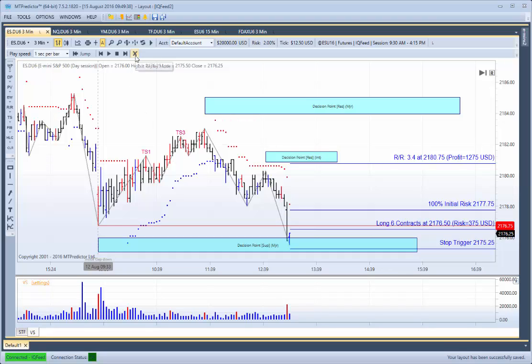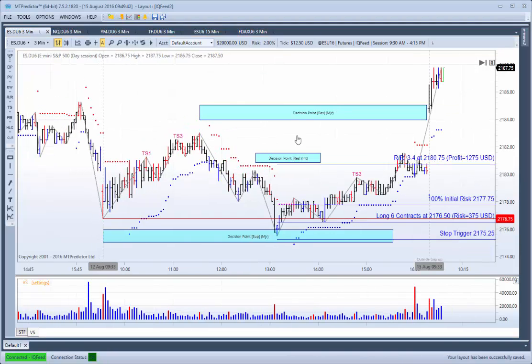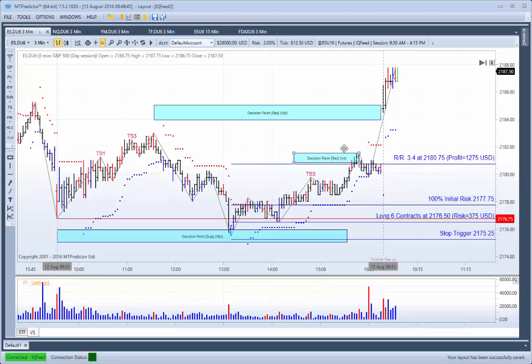So let's see what happened. Let's exit replay trading mode here, and that's exactly what the market did. Can you see that? Went up to that initial target where a profit of approximately 3.4R was available. But just look at that. That actually nailed the very low of the day for you.